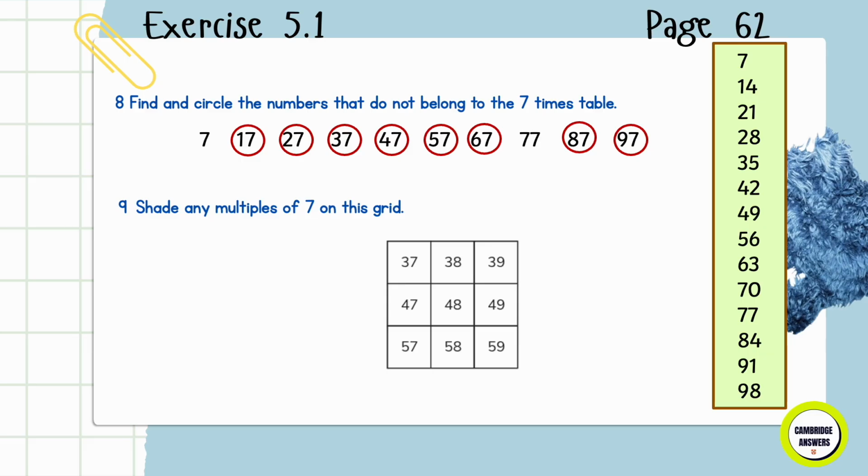Now, shade any multiples of 7 on the grid. Let's see, 37, 38, 39, not in the 7 times table. 47, 48, not there either. But wait, 49 is in the 7 times table. Let's shade 49. Perfect! All done!